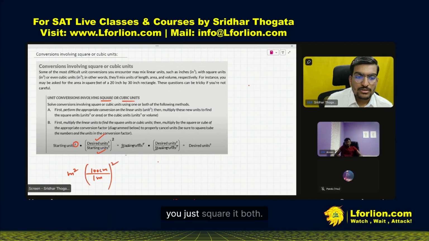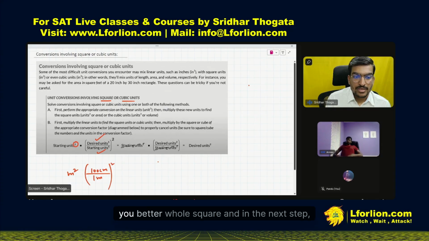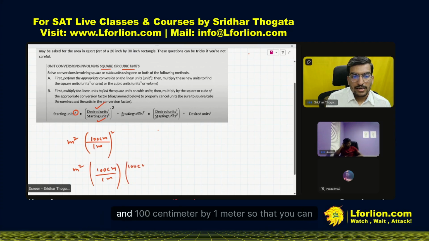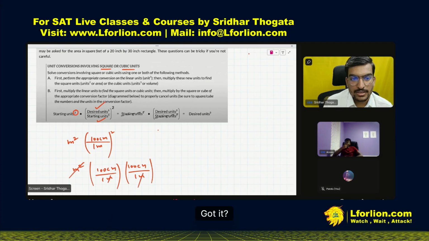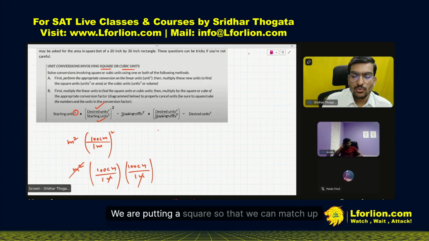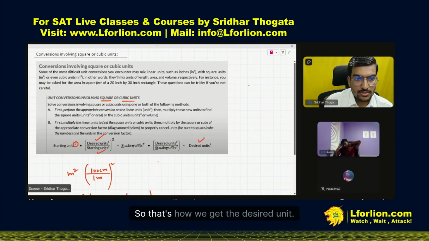What you do is you square both, which means indirectly you are squaring 100 centimeter and 1 meter. 100 centimeter squared is nothing but 10,000. If you have any confusion, you better do the whole square. In the next step, meter square, and then 100 centimeter by 1 meter and 100 centimeter by 1 meter, so that you can cross out this meter square, meter square. Got it? The difference between the previous one and this one is just that we are putting a square so that we can match up the units.